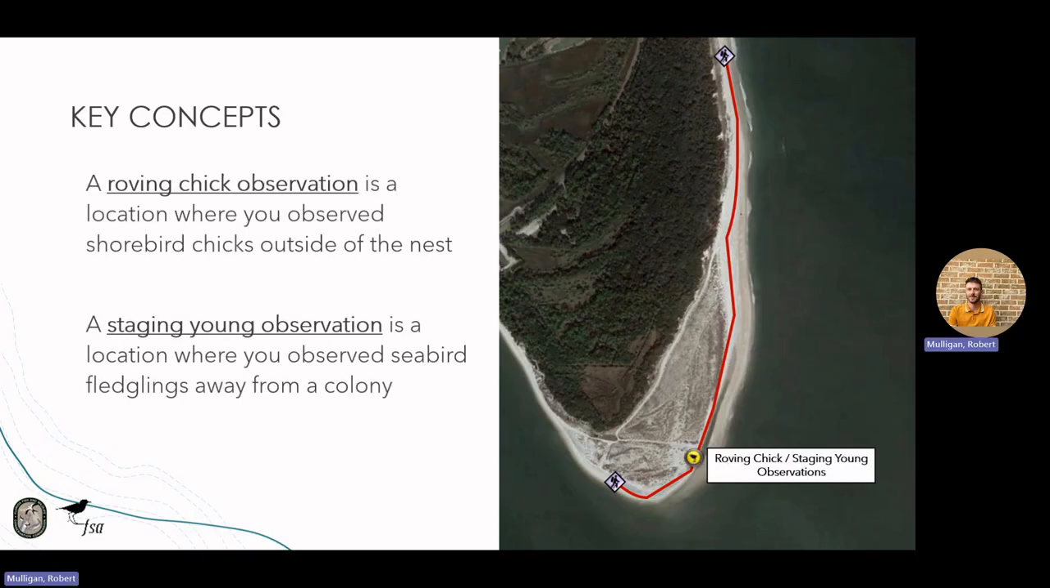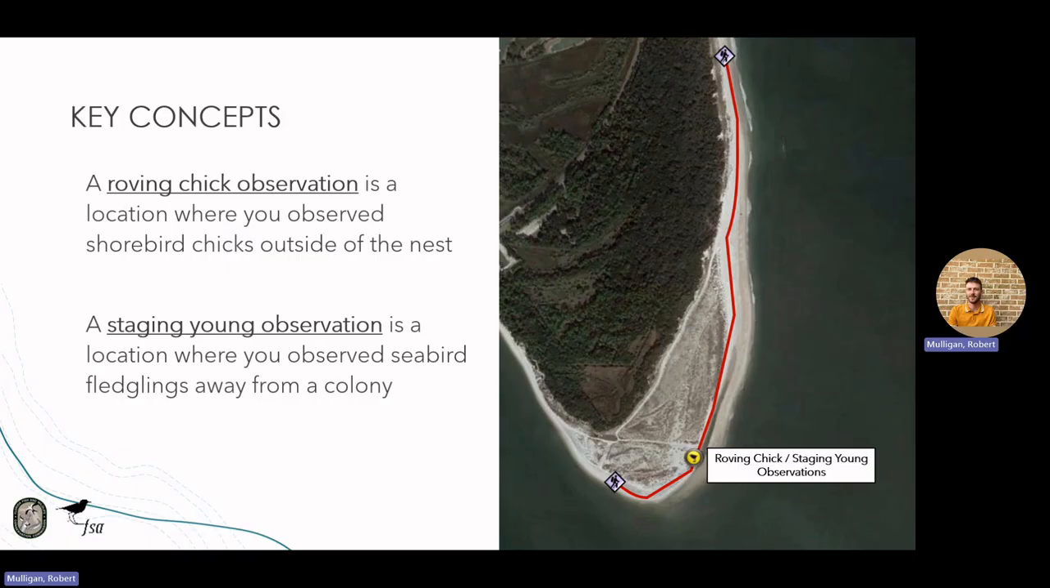A roving chick observation is the physical location where shorebird chicks are observed outside of the nest. A staging young observation is the physical location where flight-capable seabird chicks are observed away from the colony. Seabird young are dependent on their parents for food even after they fledge. They rarely stray from the colony before fledging.